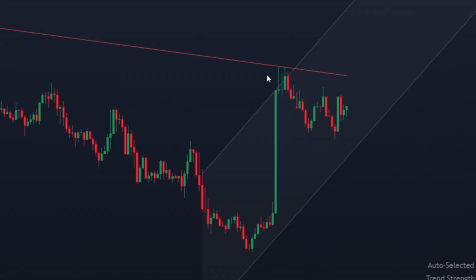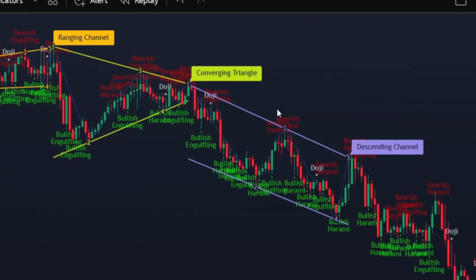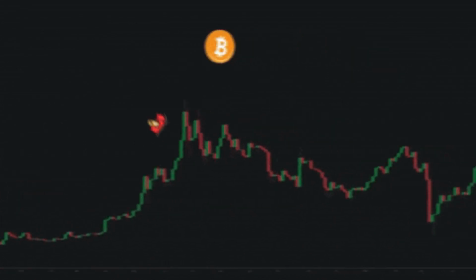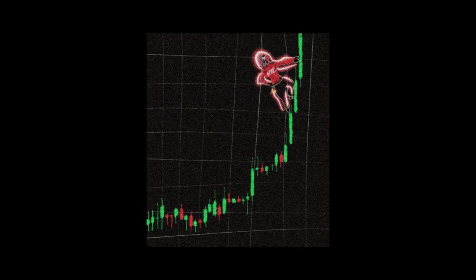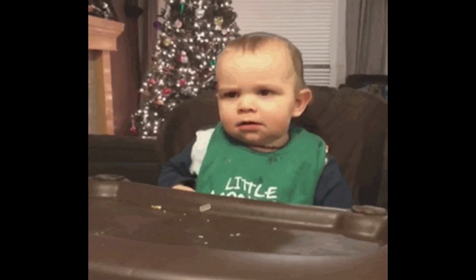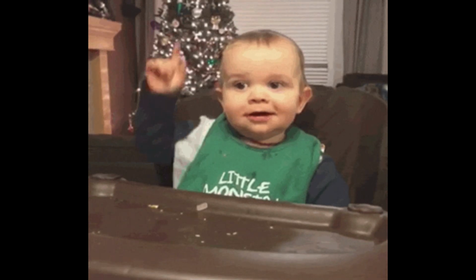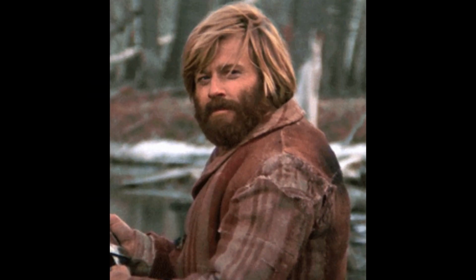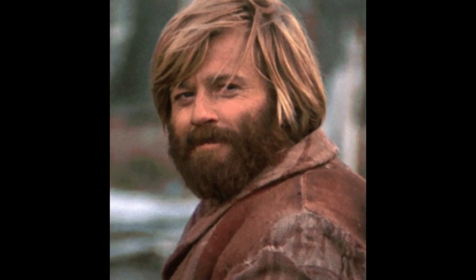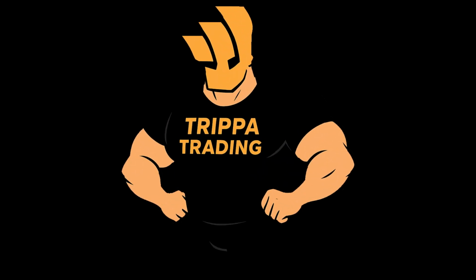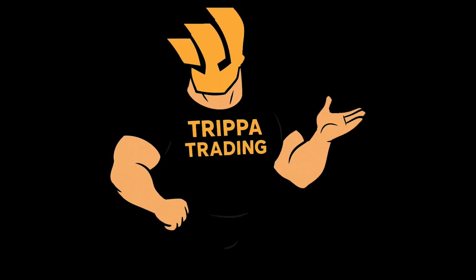Support and resistance, trends, candlestick patterns, and chart patterns. These are the foundation of price action trading. Price action is one of the cleanest and most reliable ways to trade because you're working directly with the chart itself. But many traders ask the same question: are there indicators that can actually help with price action? The good news is yes, and I'm going to walk you through some of the most powerful ones you can use right now.